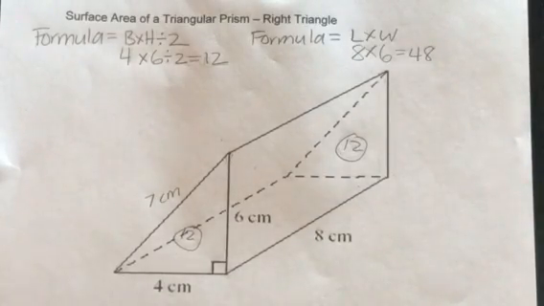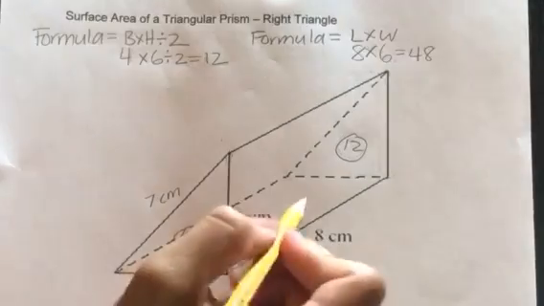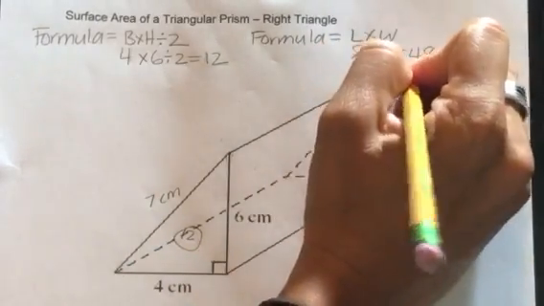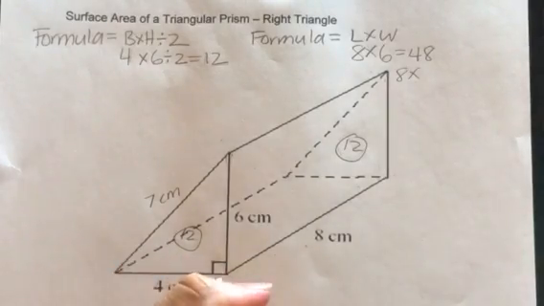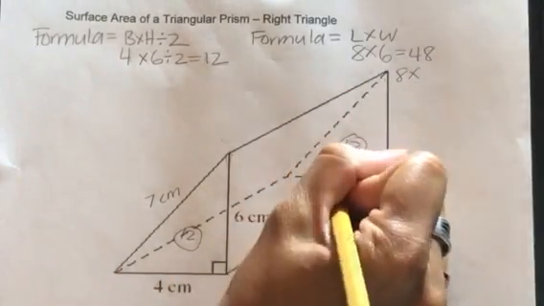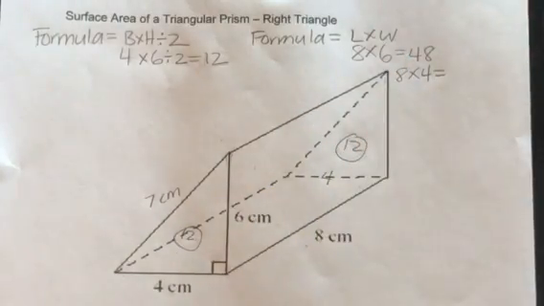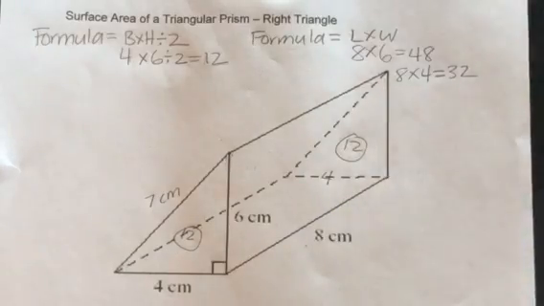All right, next, let's solve the bottom rectangle. So if you see here, the bottom rectangle, the length is also 8, but this time our width is over here, which is equal to over here. So it's an 8 by 4. So we're going to do 8 times 4, which is 32.